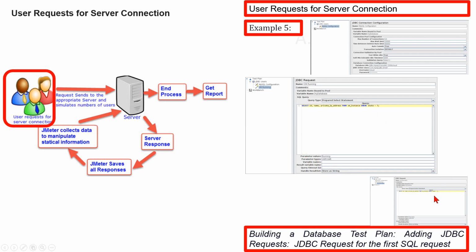Next, add the second JDBC request and edit the following properties here. Change the name to VM expunging, and change the value of parameter values to expunging. Here you can see the JDBC request for the second request.